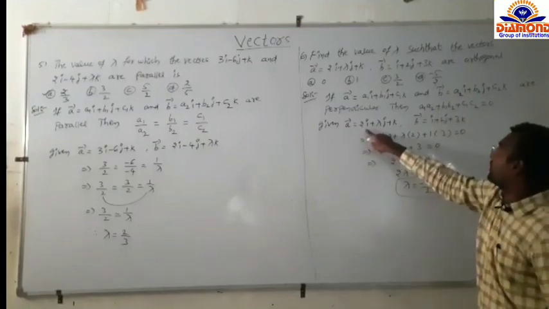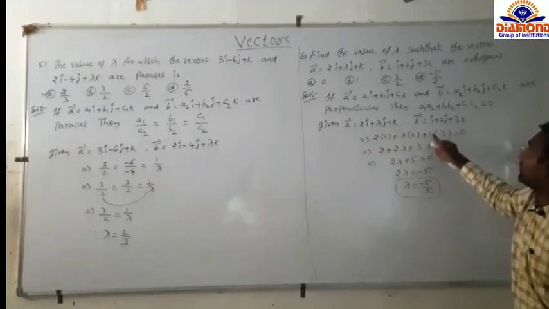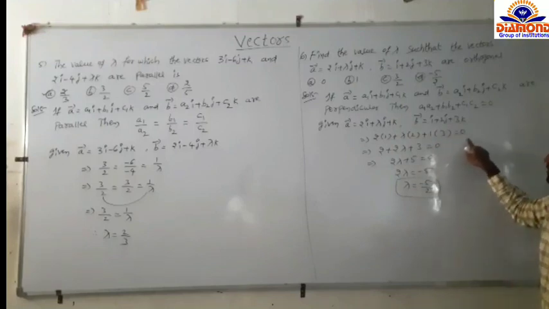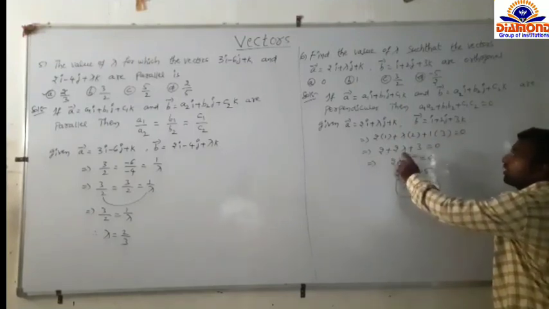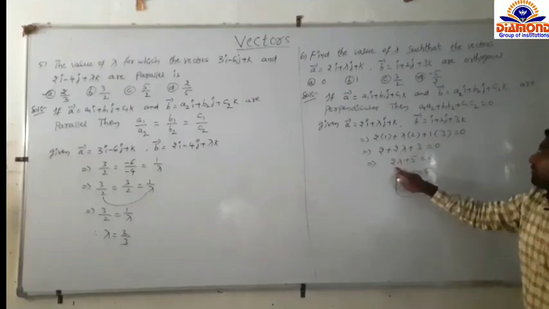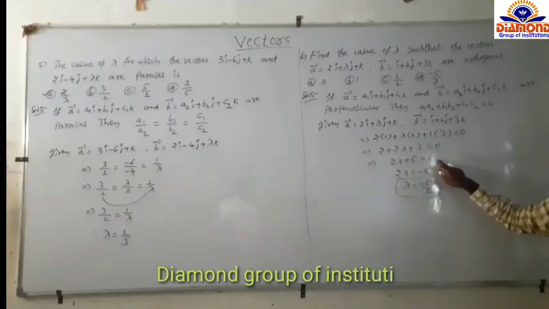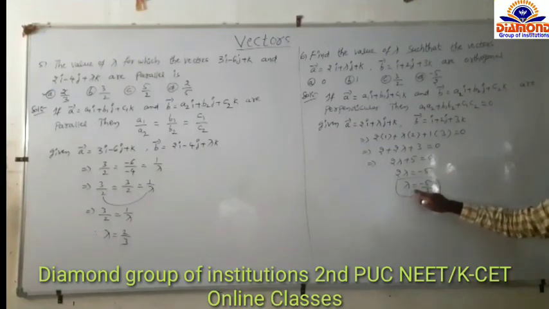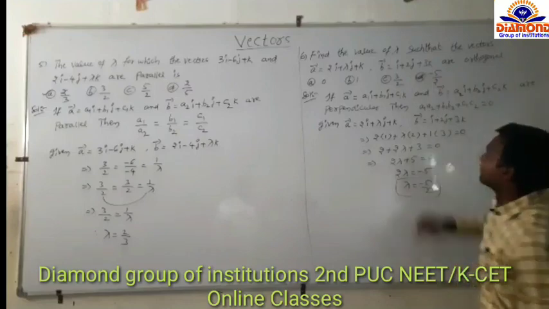So 2 into 1 plus lambda into 2 plus, here the k coefficient is 1, 1 into 3, equal to 0. So 2 plus 2 lambda plus 3 equal to 0. So 2 lambda keep as it is, 2 plus 3 equal to 5, 2 lambda plus 5 equal to 0, 2 lambda equal to minus 5. So lambda equal to what? Minus 5 by 2. So the answer is the fourth option.